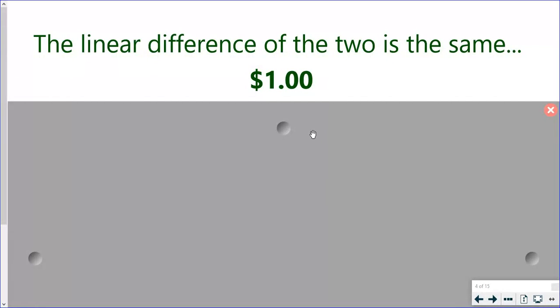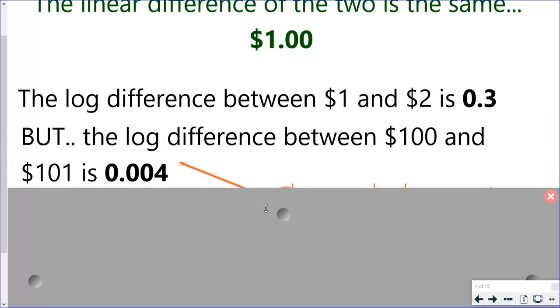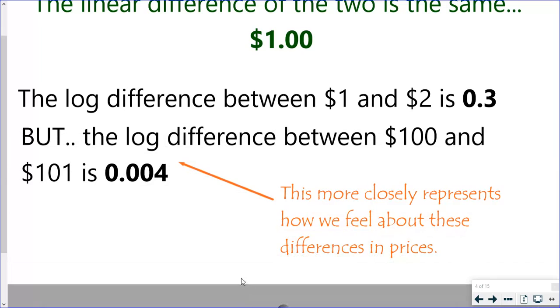The linear difference of those two things is the same, like we just mentioned. Between the $1 and the $2, that's a dollar difference. Between $100 and $101, the difference there is also $1. However, the logarithmic difference, the log difference between $1 and $2 is 0.3. The logarithmic difference between $100 and $101 is 0.004. It is 4 thousandths compared to 4 tenths. It is 0.4% rather than 30%, if it's easier to look at in percentages.